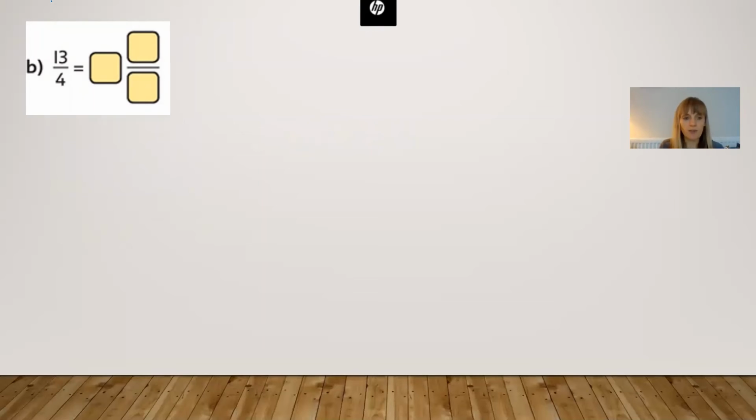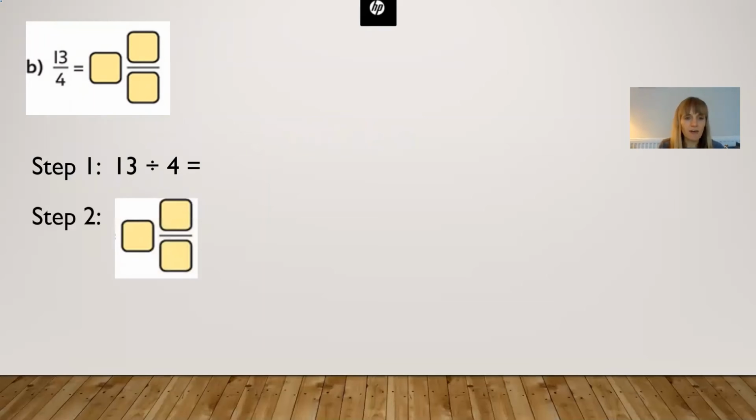13/4. So step 1 is going to be 13 divided by 4. See if you can do it. And remember, the first number that you get is your whole number, and whatever is left is the numerator for the mixed number. Okay, so have you had a try? So 13 divided by 4. Well, I know that if I do 3 times 4, I get 12, don't I? So I've got 3, and I've got a remainder of 1.